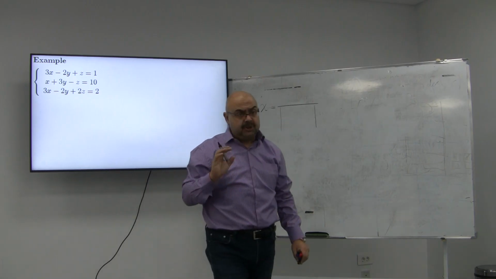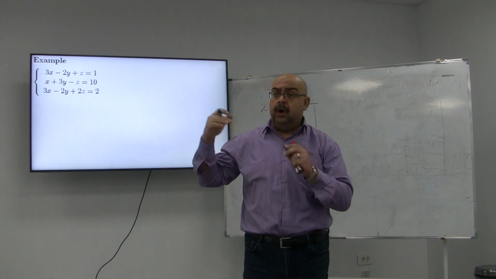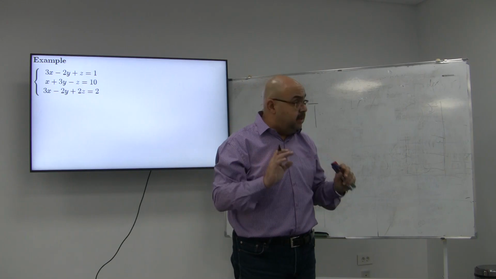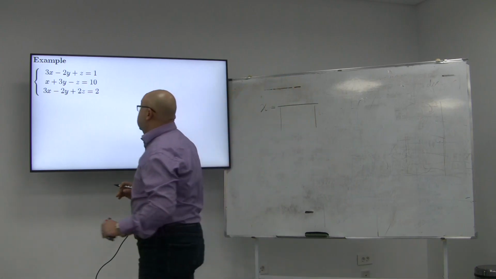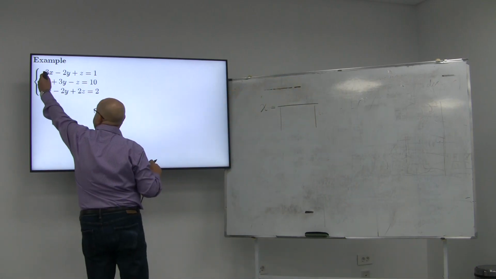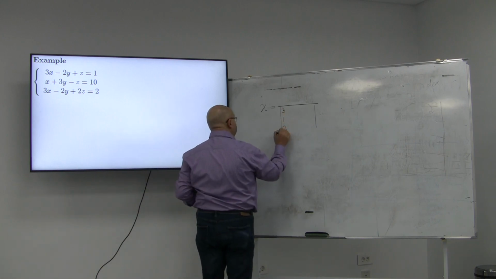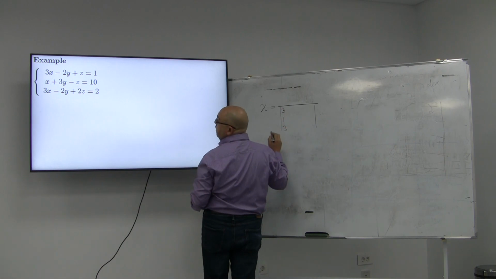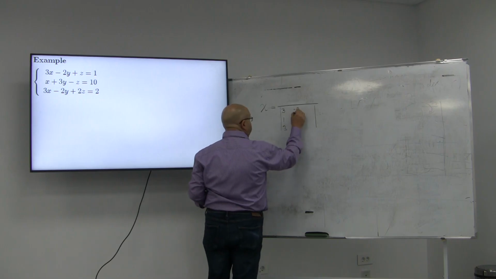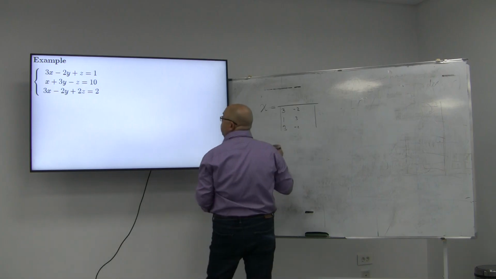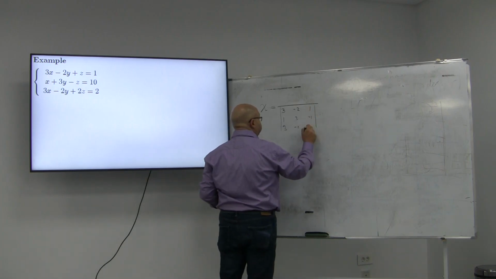Please be aware about signs. Be careful once you are trying to move stuff from the matrix or from the equations into a determinant. So the first column is 3, 1, 3. The second column will be simply negative 2, 3, and negative 2. And the last one will be 1, negative 1, and 2.